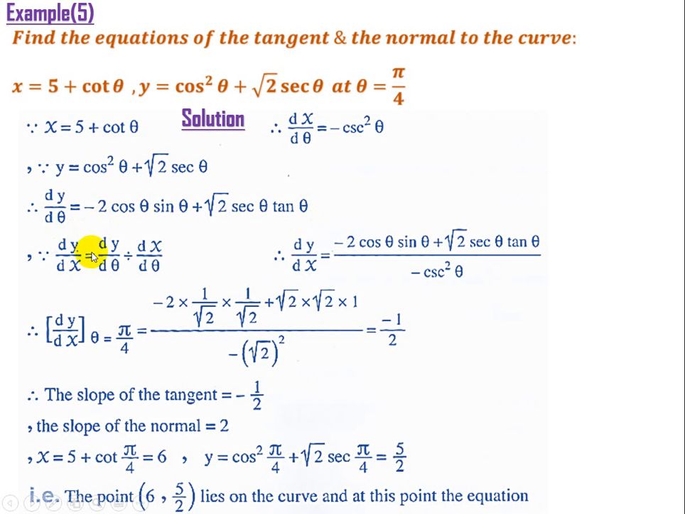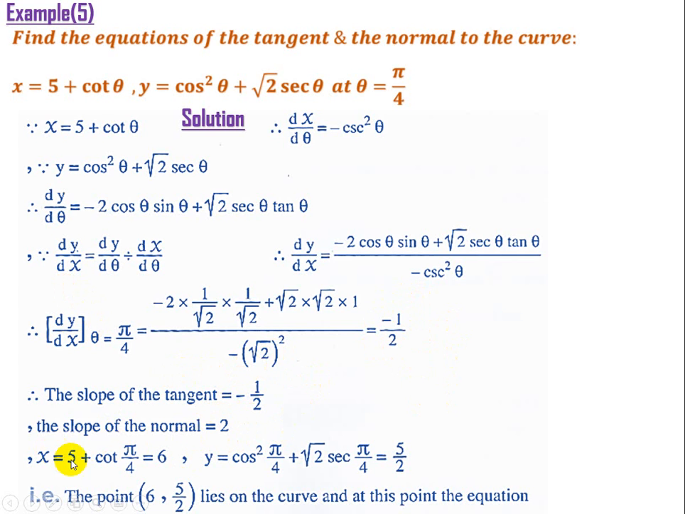Dy by dx equals dy by d theta divided by dx by d theta, which means negative 2 cosine theta sine theta plus root 2 sec theta tan theta over negative sine theta. After simplifying it and putting theta equals pi over 4, you will have dy by dx equals negative half. So the slope of the tangent is negative half and of the normal will be 2.